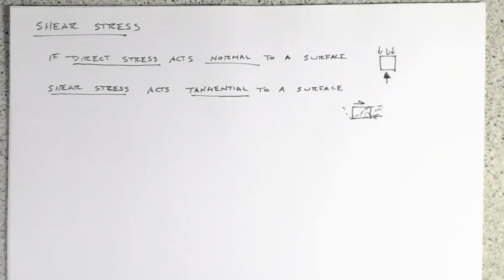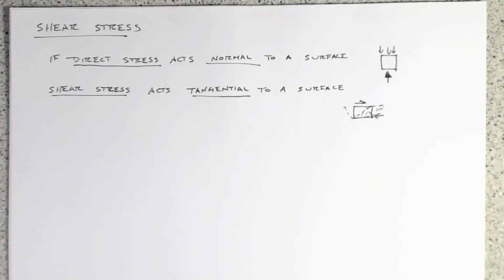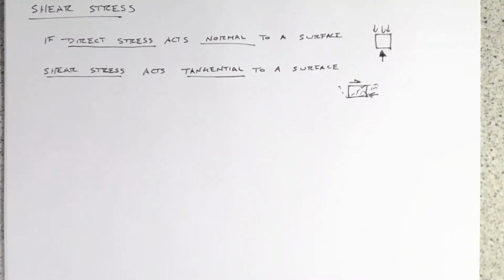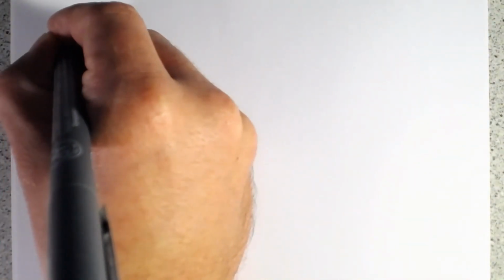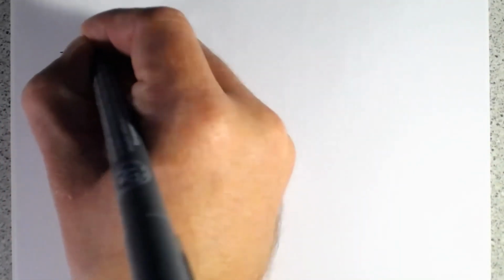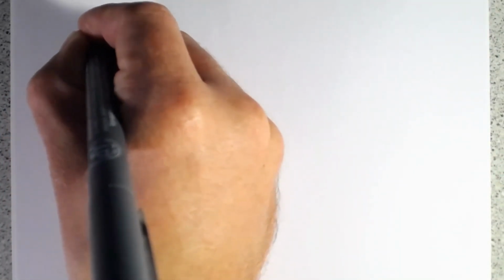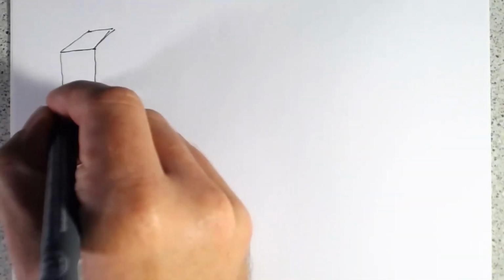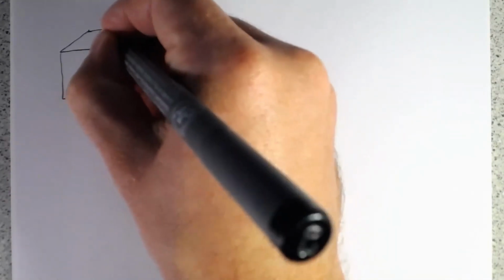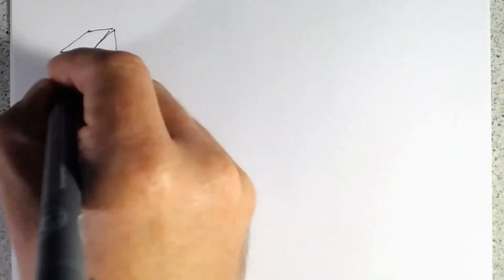All right. Let's have a look at shear stress, similar to how we did with axial stress, and look at how it's defined mathematically. To do that, let's start with our little block here. We have an element, and it's prismatic, rectangular in nature.